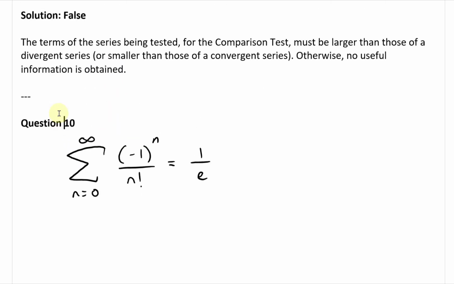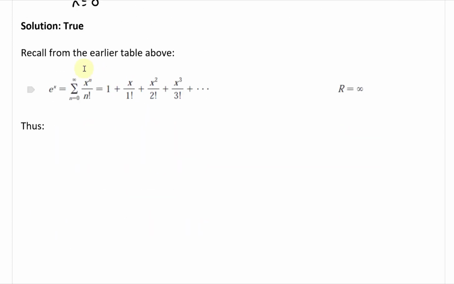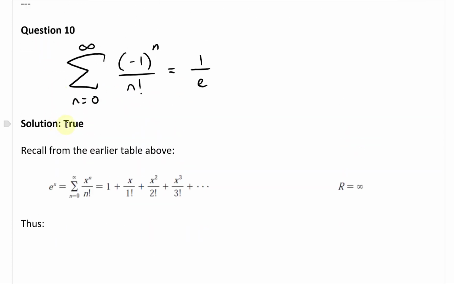All right, now let's take a look at question 10. This is the summation from n equals 0 to infinity of the alternating series negative 1 to the power of n divided by n factorial, and it asks if this equals 1 over e. So let's check the answer. And here's the solution. This is in fact true.